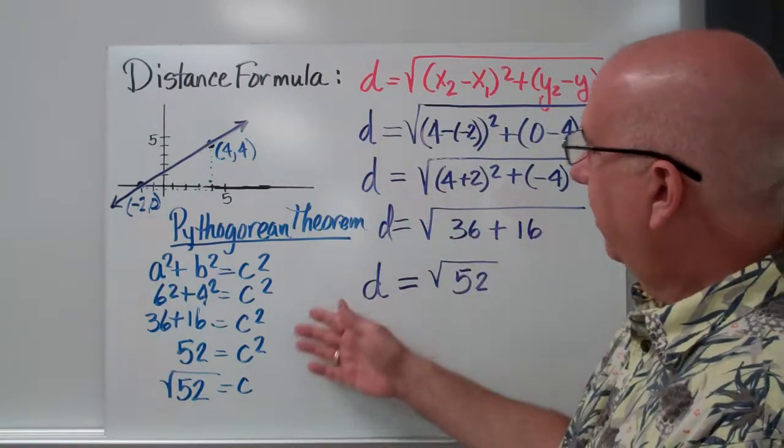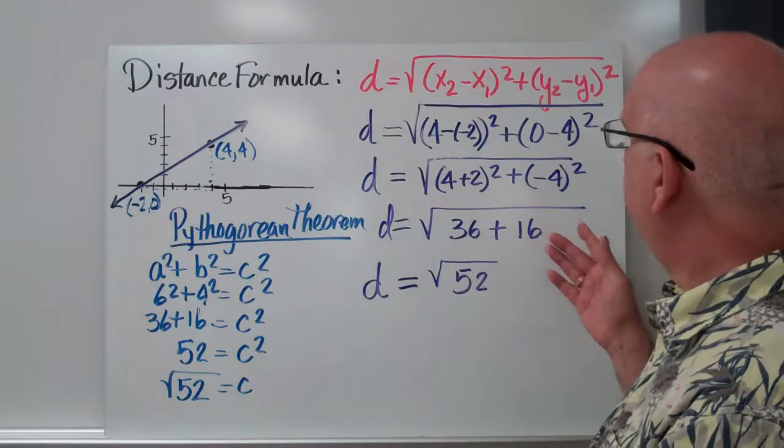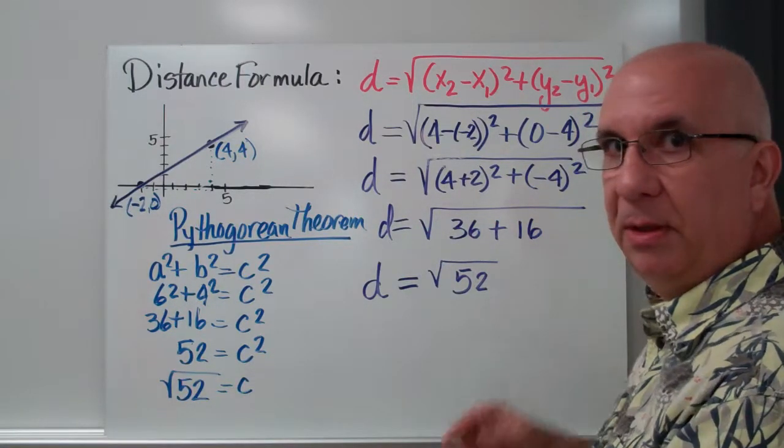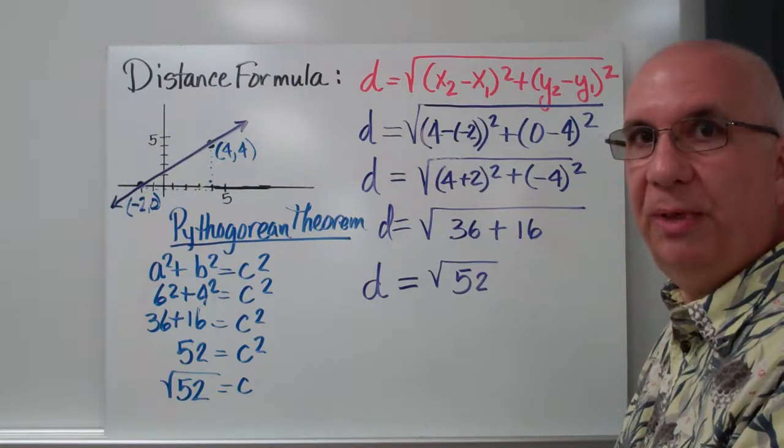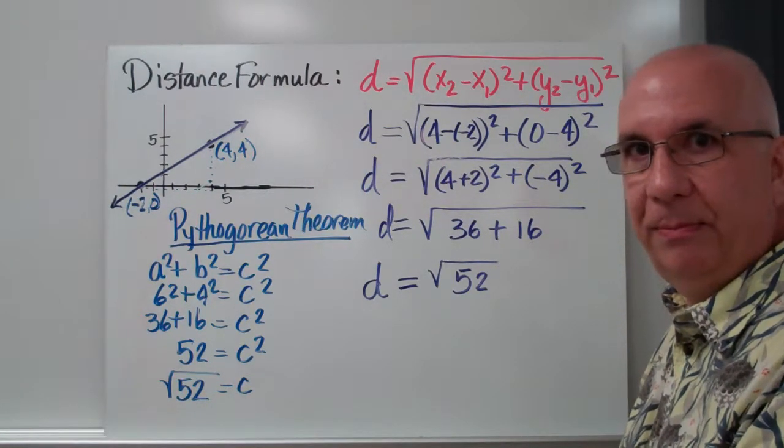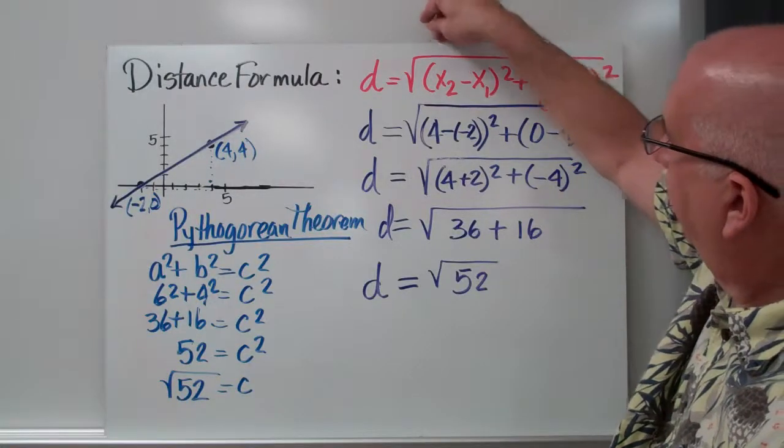So, the Pythagorean theorem was derived, it came from the distance formula. So once you know one, you should be able to use the other.